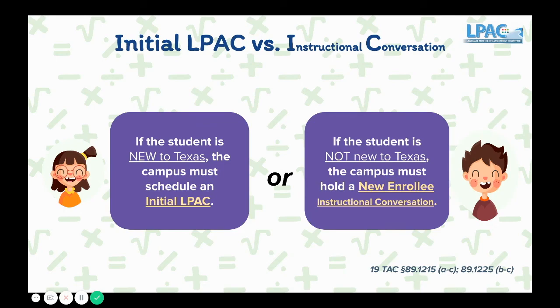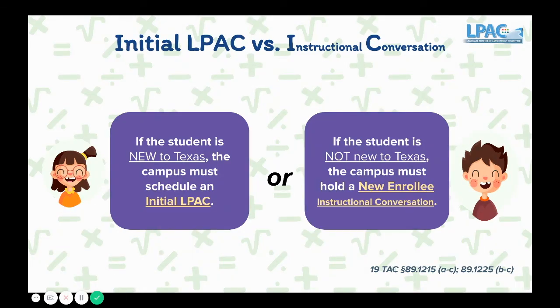If the student is new to Texas, the campus must schedule an initial ELLPAC. If the student is not new to Texas, the campus must hold a new enrollee instructional conversation. Within 4 calendar weeks of a student's enrollment, you will perform an initial ELLPAC or a new enrollee IC based on whether or not a student is new to Texas or not.